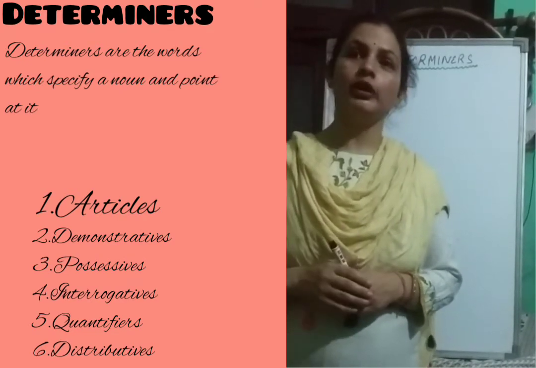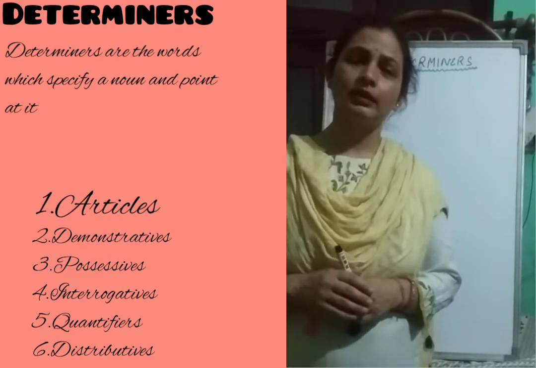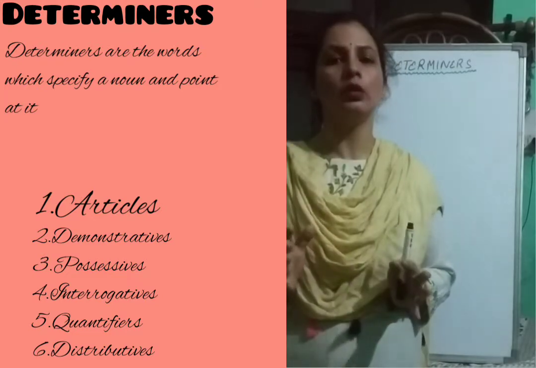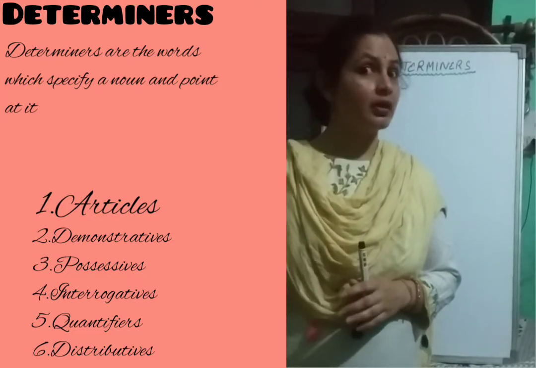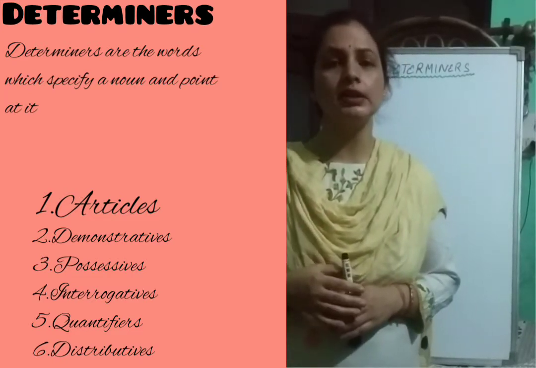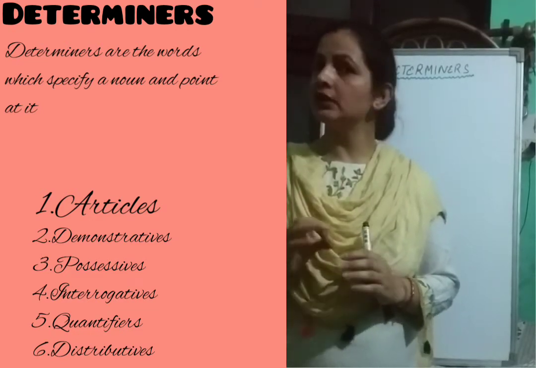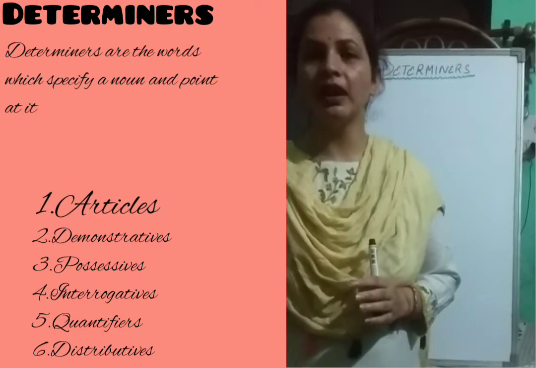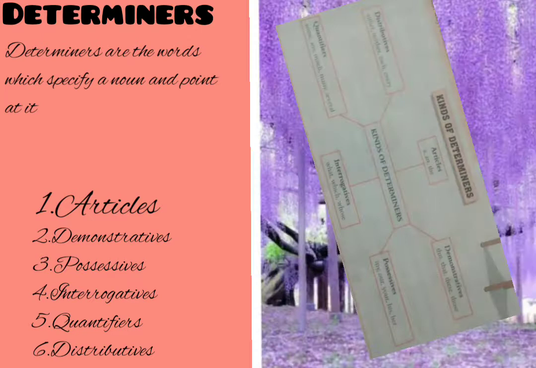Now today we are going to study determiners. What are determiners? Determiners are words which specify a noun and point at it. There are different kinds of determiners. Here is a flow chart, and in that flow chart all the determiners are explained very well. So let me explain those kinds of determiners.